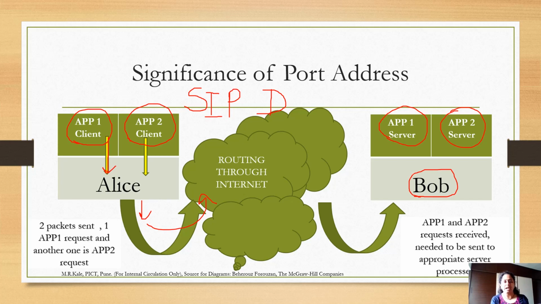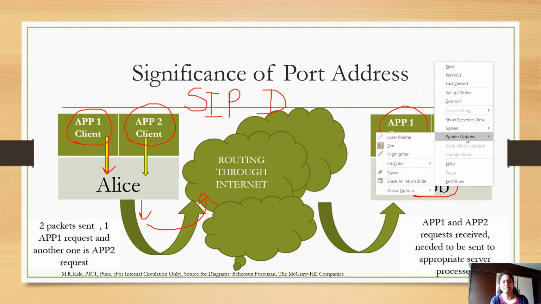So each data packet is assigned a specific process address or port address, and the data packet will be delivered to the appropriate process using that port address. So after reaching Bob, the two requests will be respectively delivered to the app1 server and app2 server with the help of port addresses. So this is the use of port addresses.